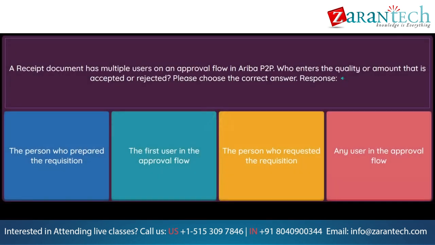Question: A receipt document has multiple users on an approval flow in Ariba P2P. Who enters the quality or amount that is accepted or rejected? Please choose the correct answer. Response: Option 1. The person who prepared the requisition. Option 2. The first user in the approval flow. Option 3. The person who requested the requisition. Option 4. Any user in the approval flow.